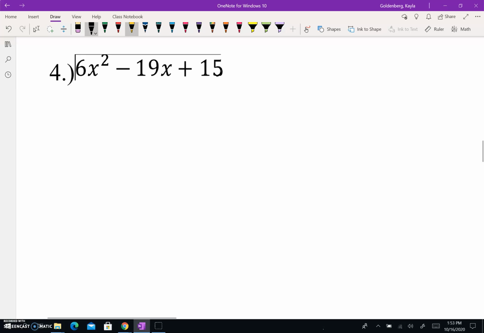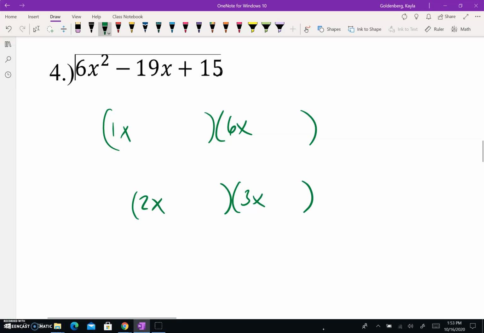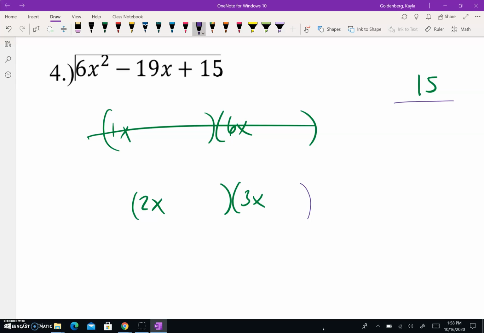I'm seeing a 6x squared. That means I could either be a 1x and a 6x, or a 2x and a 3x. Which one is most likely to be true? Probably not that one, so I'm going to start with the bottom one. I've got a 15. And thinking through my factor pairs of 15, I've got 1 and 15, I've got 3 and 5.